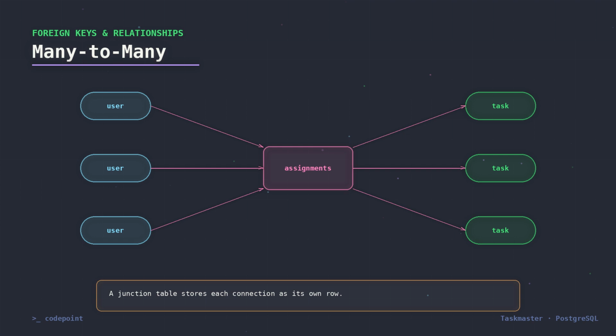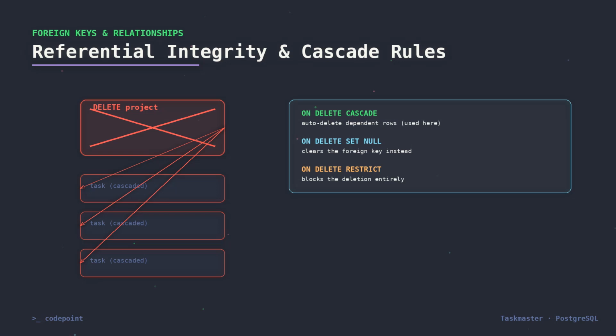Many-to-many relationships. Many users can work on many tasks. One task can have multiple team members. That's a many-to-many relationship. You can't represent this with a simple foreign key. You need a junction table, a middle table that stores the connections. The assignments table is that junction table. Each row represents one assignment. One user, one task, linked together. If you need to assign 5 people to one task, you create 5 rows in the assignments table.